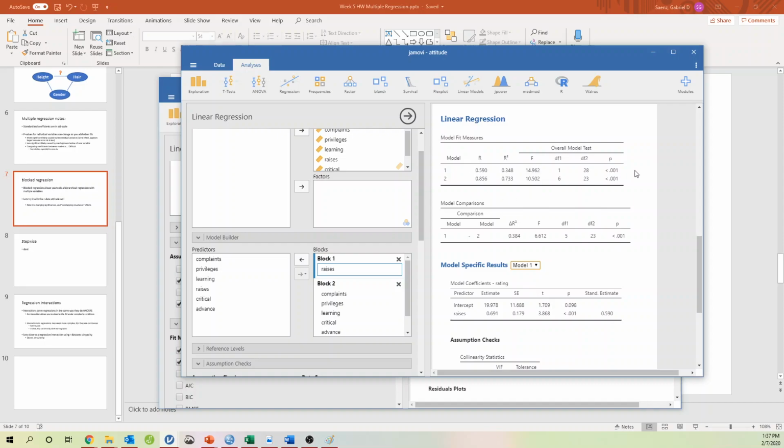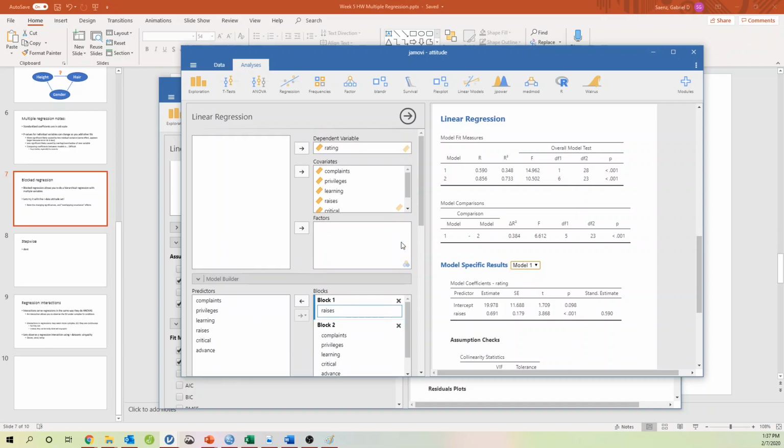If we look at these two things, this is a significant model. This is also a significant model. So we can say that, yes, raises significantly predicts rating. However, when included in a model with all these other variables, raises is not as important as something like complaints. And we know that because of this p-value here.